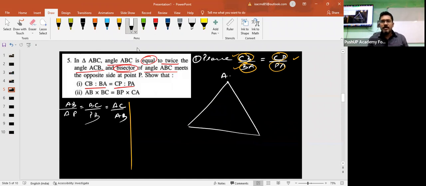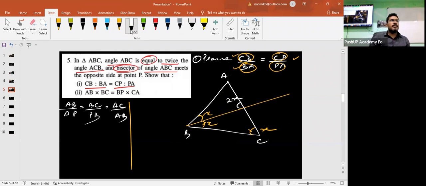A, B, C. Last part, children. We'll get over fast now. Last part. This is X. This is X. This is also X. And how much is this? This is 2 times X. Right? Now, children, can't I say, since these two angles are equal, X and X degrees, these two sides will be equal? Don't you feel so? PB and PC will be equal, right?